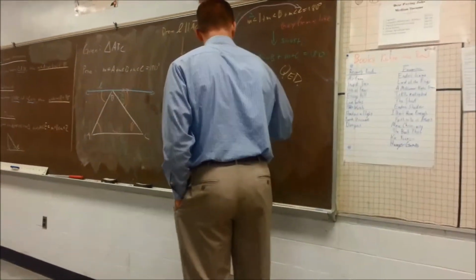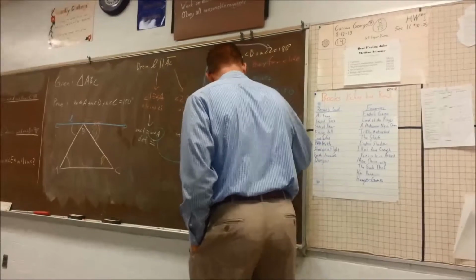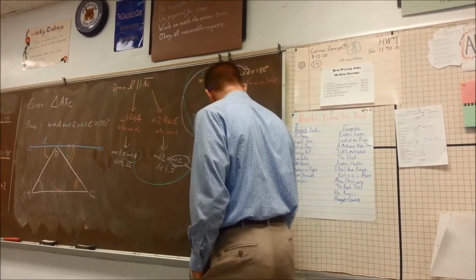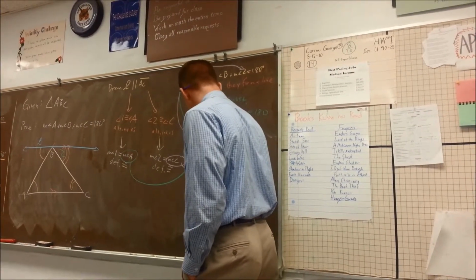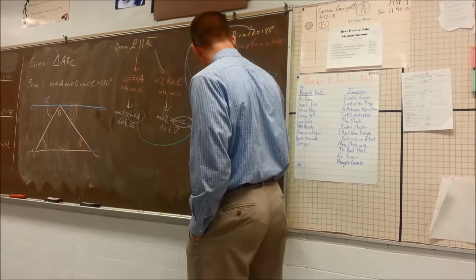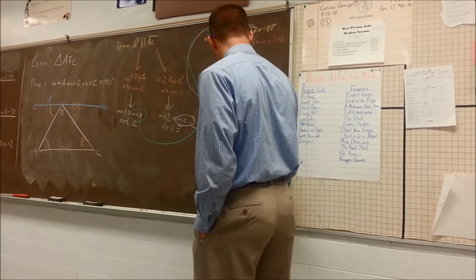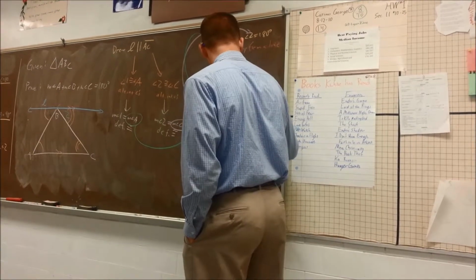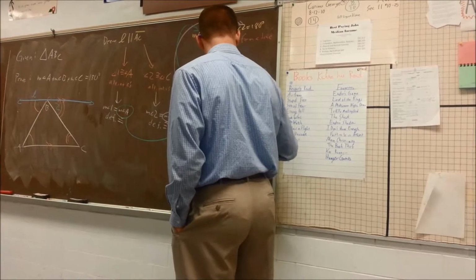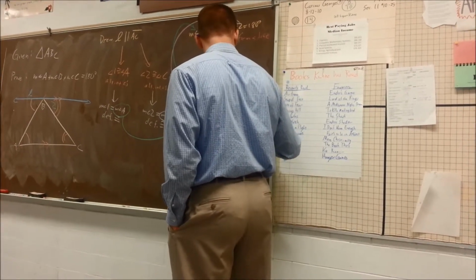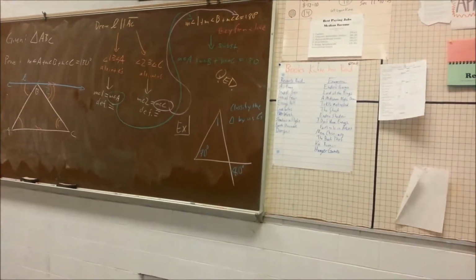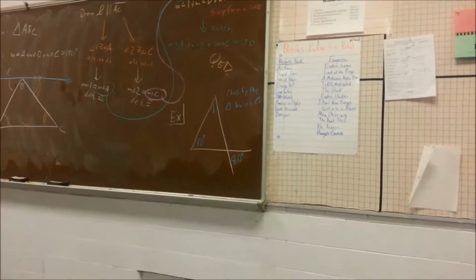I will give you 30 seconds to solve this with your partner. This angle right here is 80 degrees. This angle right here is 70 degrees. I need to know how many degrees angle 1 is, okay? And then I want you to classify the triangle by its angles.